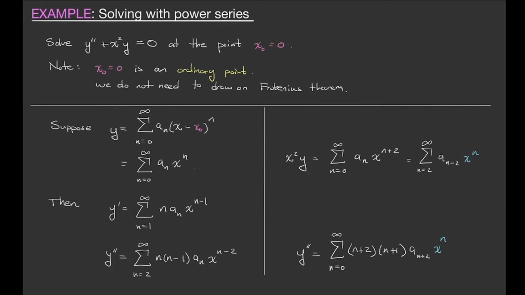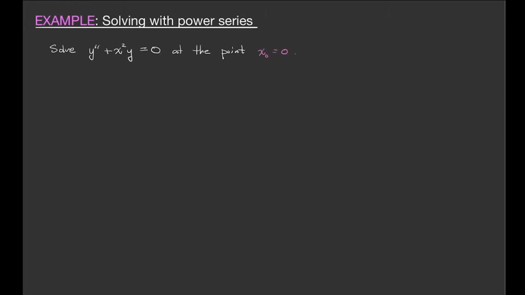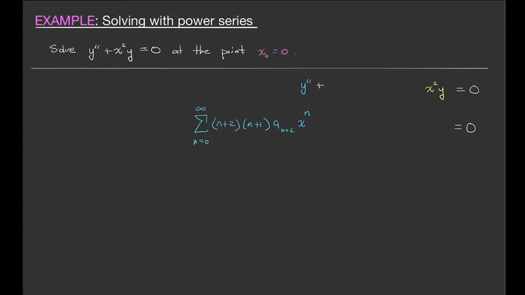Now let's assemble these series into the differential equation. We'll take our differential equation and we'll color it to make it a little easier to follow the terms. Y double prime will color cyan, and x squared y will color yellow. Now substituting in the series versions, this is going to be equal to 0 still, but we have the cyan being this series and the yellow being this series.